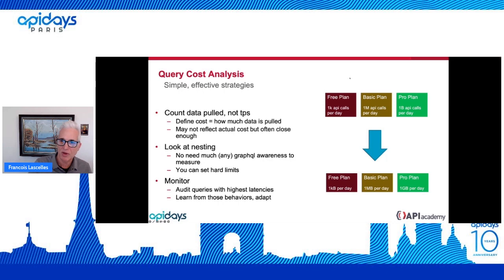So, for example, if you had a 3-tier model where a free plan would have 1,000 API calls per day, a basic plan gives you 1 million API calls per day, and a pro plan maybe gives you 1 billion transaction calls per day. If you decide to switch to the data instead, to work around this GraphQL variable size problem, then your free plan maybe becomes 1 kilobyte per day, your basic plan becomes 1 megabyte per day, and your pro plan becomes 1 gigabyte per day.